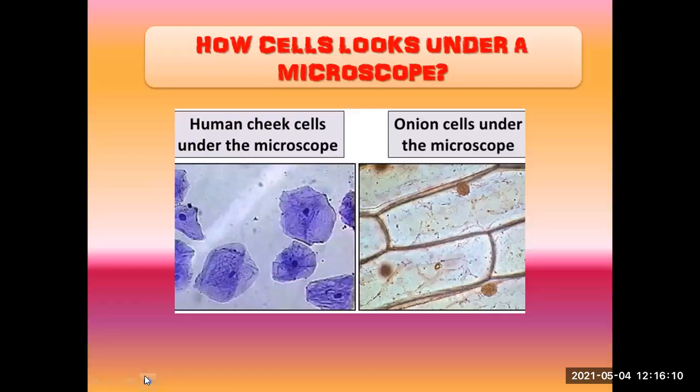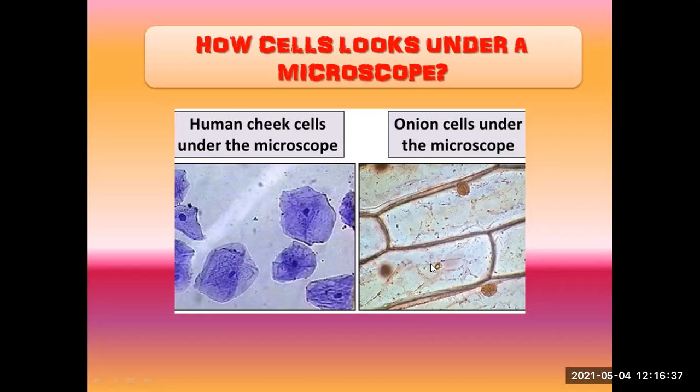When these cells are observed under the microscope, this is human cheek cell. It sounds very weird, right? The cells look weird. Well, very gently, the inner side of your cheek is scratched with the help of a matchstick or a toothpick, and it is deposited on a slide and observed under the microscope. We get to see the cheek cell in this manner.